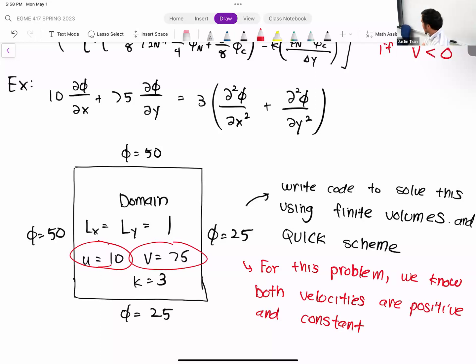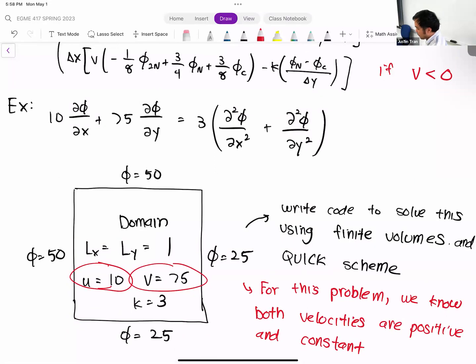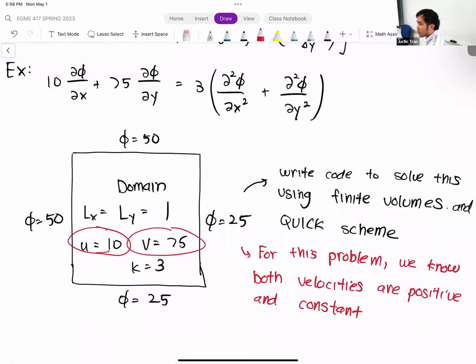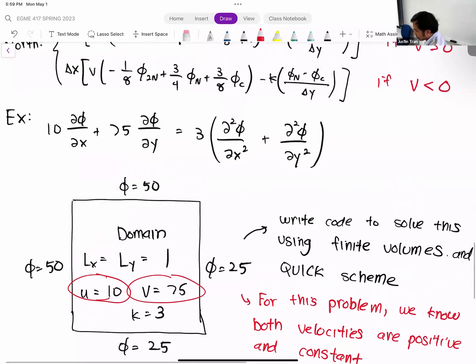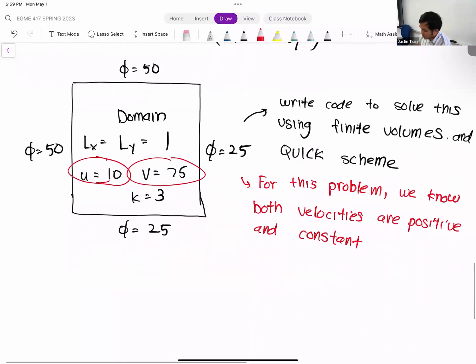So right away, this takes a lot of the drama out of the problem because if you look at our QUICK schemes, all the different versions of the QUICK scheme depend on which direction the velocity is going to go. In this case, we know already what direction the velocity is going, and so we can pick ahead of time which version of the QUICK we want to use.